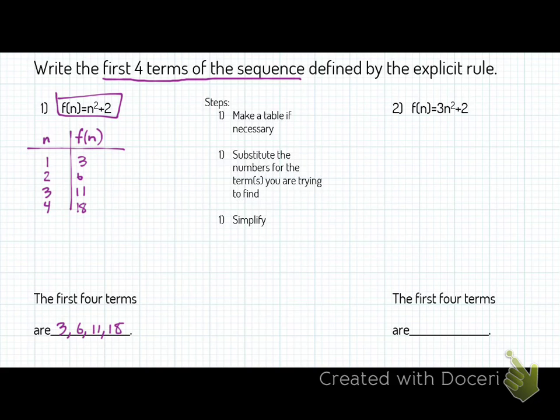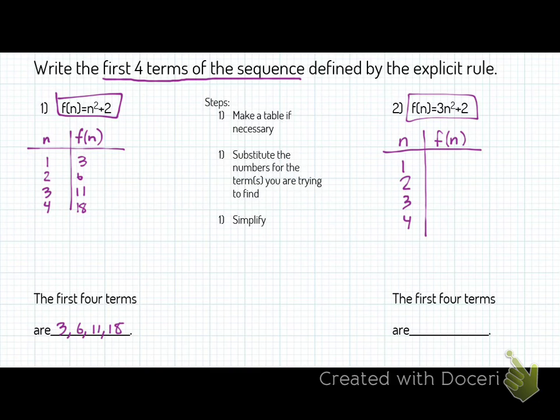Watch me do number 2 over here. Same idea, it gives us a rule. It's asking the same directions: first 4 terms of the sequence. I'm going to make an XY table, but instead I'm going to use n because that's my variable, and f of n is my function. Putting the same first 4 ingredients in, I want to know what the first, second, third, and fourth terms are.